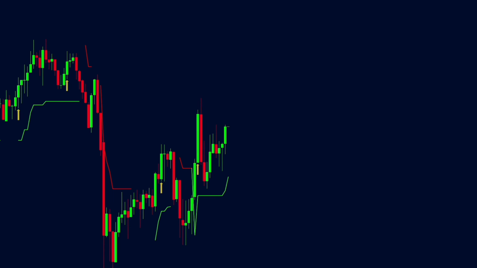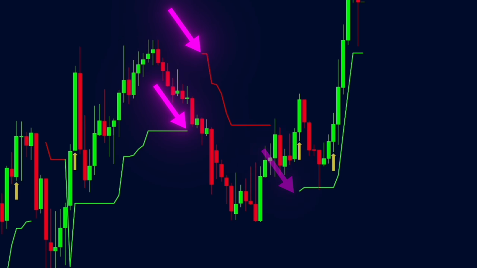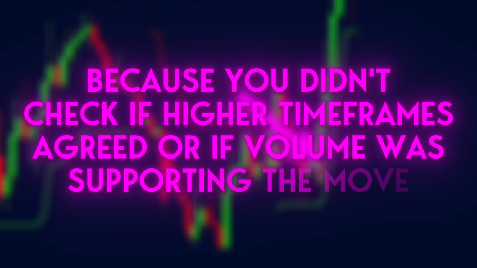You know the problem with most trend-following systems? They give you signals, but no context. You see a buy arrow, you take it, then price immediately reverses because you didn't check if higher timeframes agreed or if volume was supporting the move.